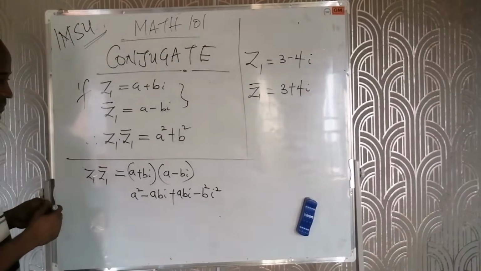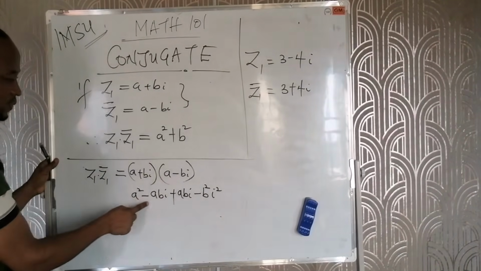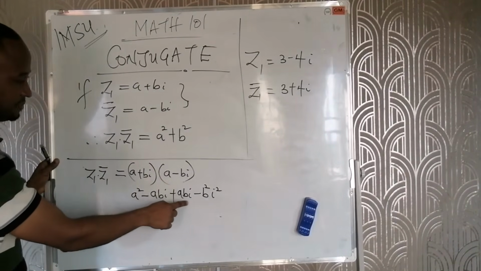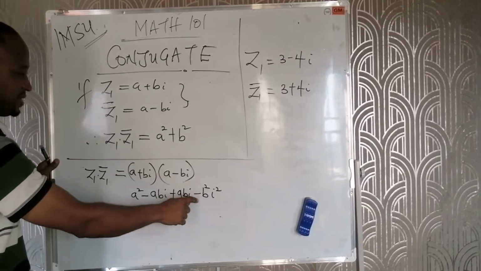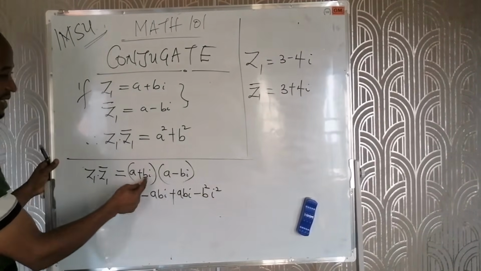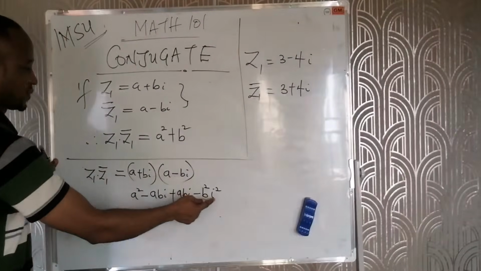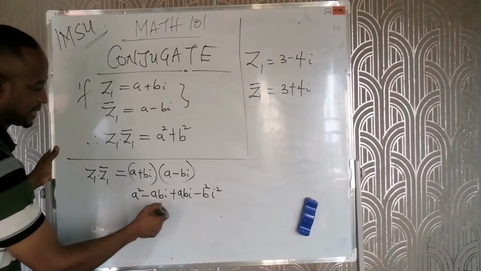Of course. A times A is A squared. A times minus Bi is what? Minus ABi. Then Bi times A is what? ABi. Then Bi times minus Bi is what? Minus B squared i squared. Because B times minus B is minus B squared. Then i times i is what? i squared. Okay.